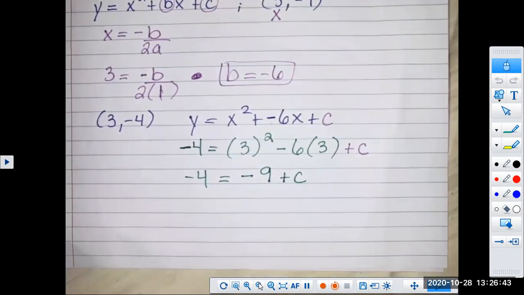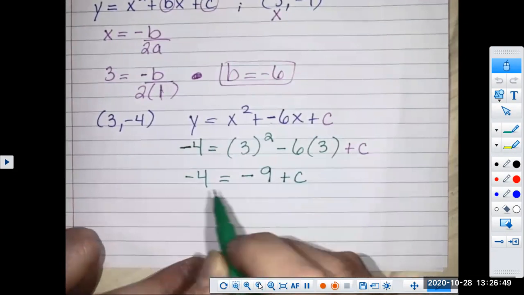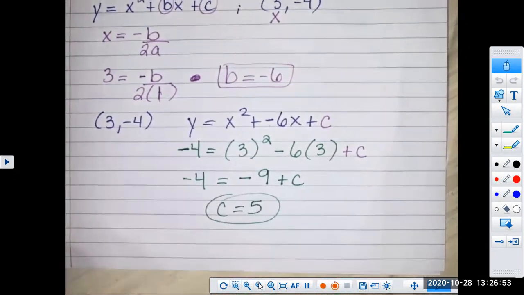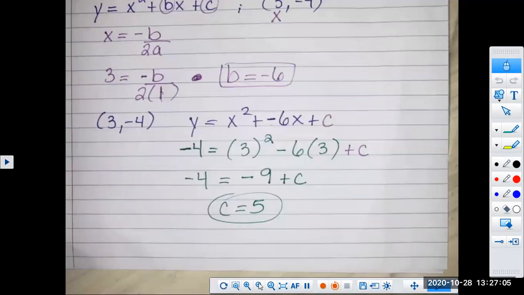Okay, what is c? 5. When you add 9, c is 5. So in those type of problems, of course, just use the -b over 2a, use what you're given, and work backwards, plug in, find missing variables. All right, does anyone have a question about that?